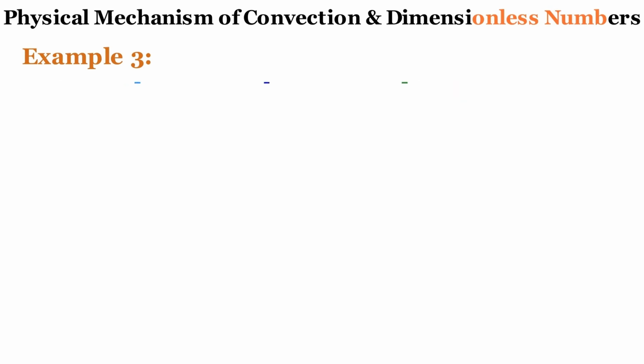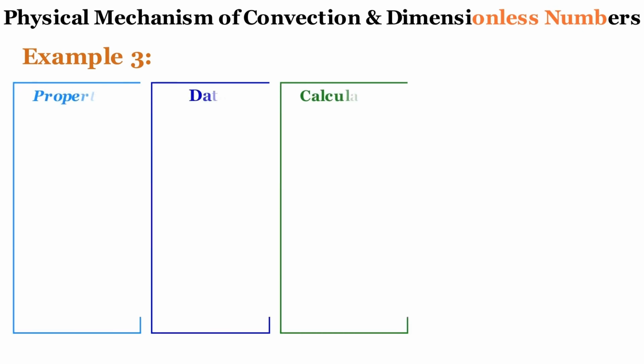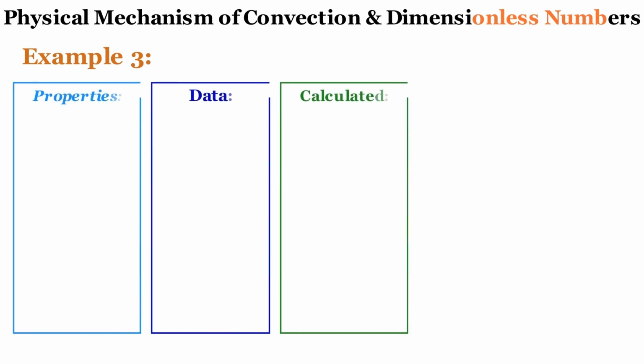Setting up our workspace, properties, data, and calculated values, this time we'll track all 3 cases. Let me write down the common data that applies to all 3 cases. The side length L is 0.6 meters. Surface temperature is 90 degrees Celsius. Ambient temperature is 30 degrees Celsius. Film temperature, 60 degrees Celsius. Surface area is L squared, which equals 0.36 square meters.